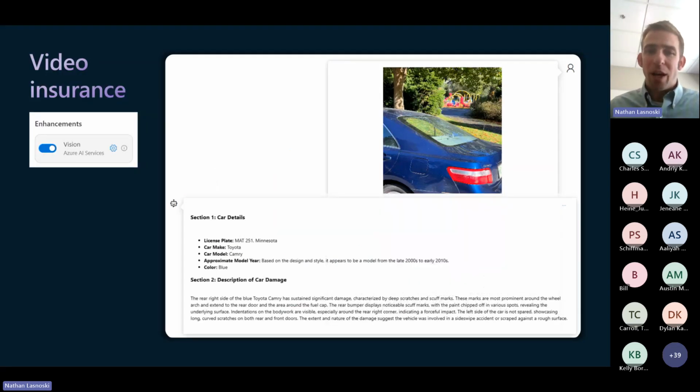So this first example is actually a video. For whatever reason it wasn't playing, so I had to move it to a still image. A guy walks around his damaged car with a video, and then he uploads that video into this insurance provider. That video is then summarized through GPT-4V, which correctly describes the damage on the car. The rear side of the blue Toyota Camry has sustained significant damage, characterized by deep scratches and scuff marks. These marks are the most prominent on the wheel, and so on. It describes the whole thing, and the model of the car and where it came from.